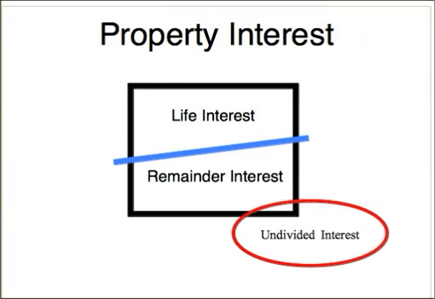Property interests can be divided in a number of ways. One way is a freehold interest, and that's where the terminal date of the interest is indeterminable since it terminates at death. Another way to hold an interest is a non-freehold interest, and that's where the interest is determinable, such as a leasehold interest.